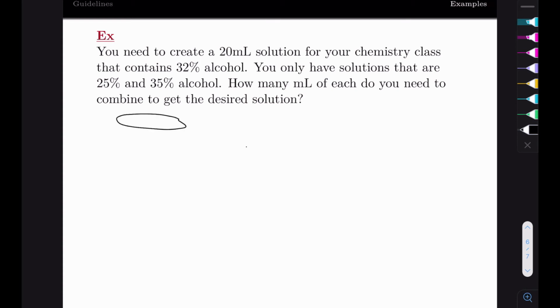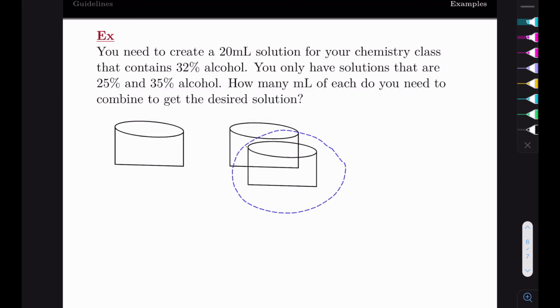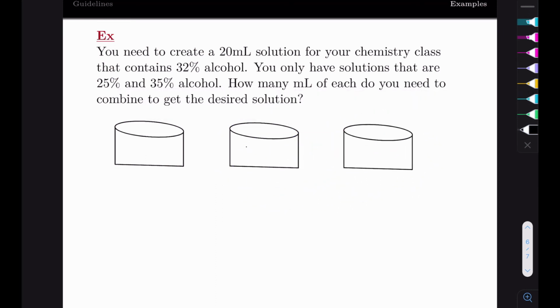Now, I personally draw the same exact picture every single time I do one of these mixing problems. So I'm going to start by drawing 3 containers. So here is my first container, my second container, and my third container. We're adding 2 solutions together, and in the end, we want to get some concentration. So on the left-hand side, I want to put these 2 concentrations that we have. We're mixing 25% alcohol and 35% alcohol. And that's going to give us a solution that contains 32% alcohol.